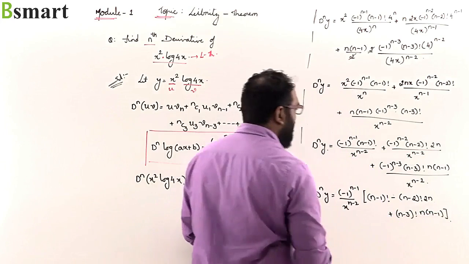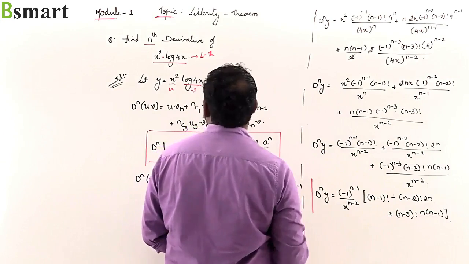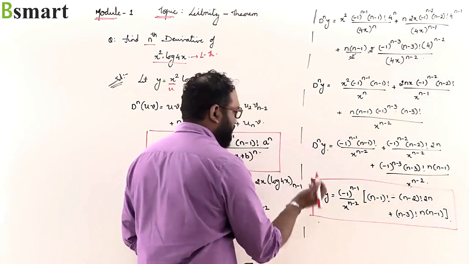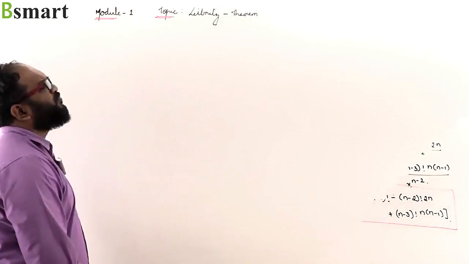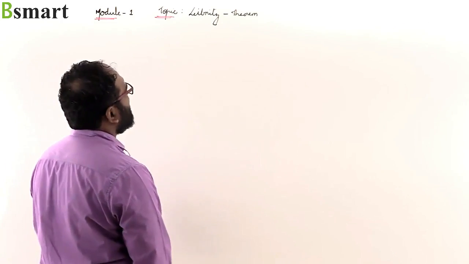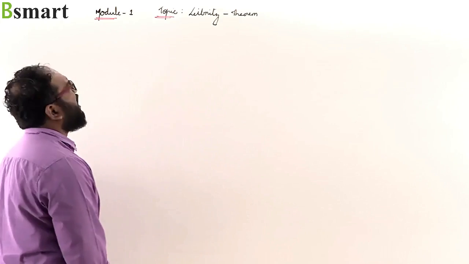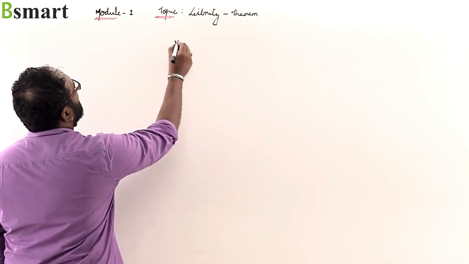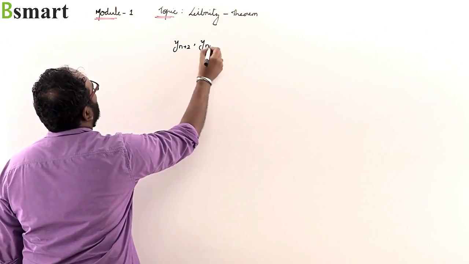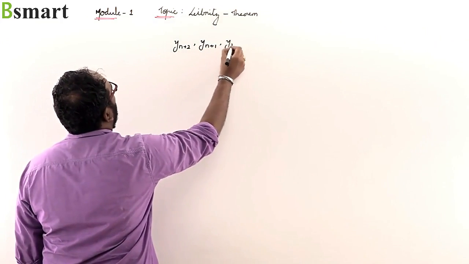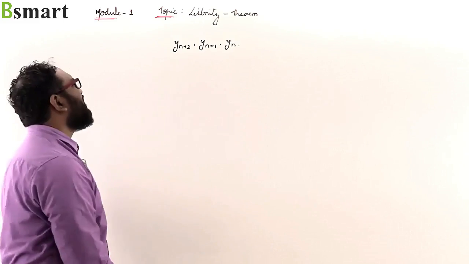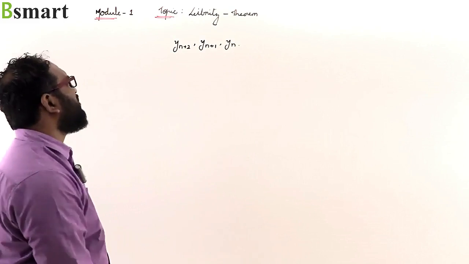So this is the required nth derivative of x square log 4x. Now, we'll look into the concept by using the Leibniz theorem, that is how to establish the relation between yn plus 2, yn plus 1 and yn. So how to establish the relation between all these three. That's what we are going to learn now.